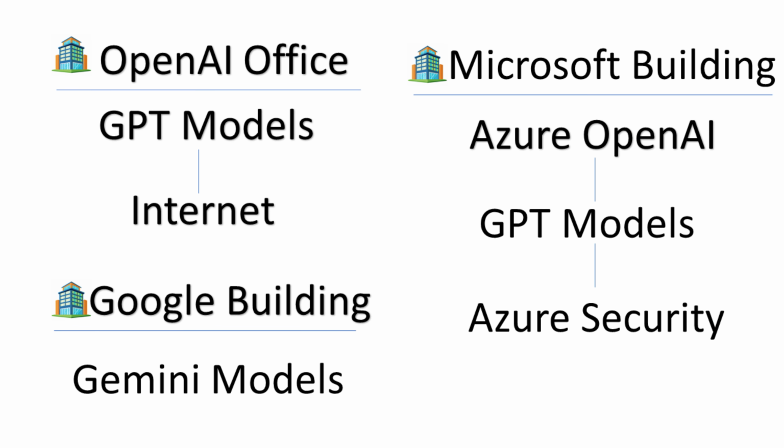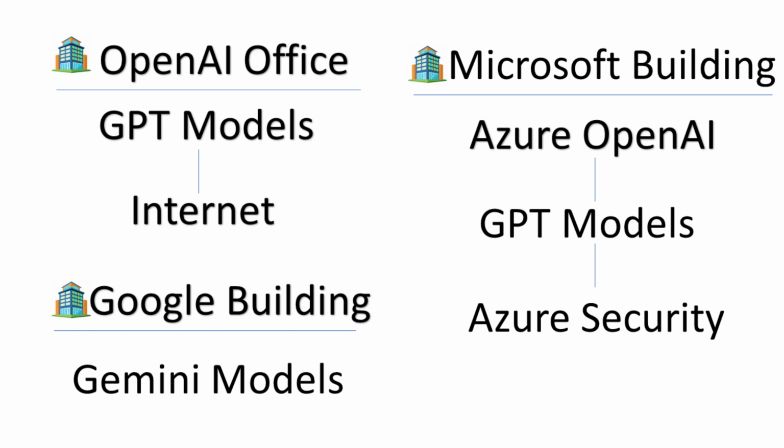Before we compare them, let's pretend AI is a really smart employee. Imagine there are 3 office buildings. Let's look at the OpenAI office. Inside this office live the GPT models. Whenever you ask a question, your question travels across the internet directly to OpenAI.